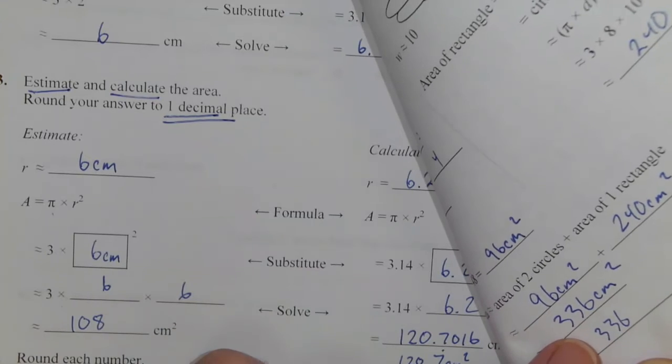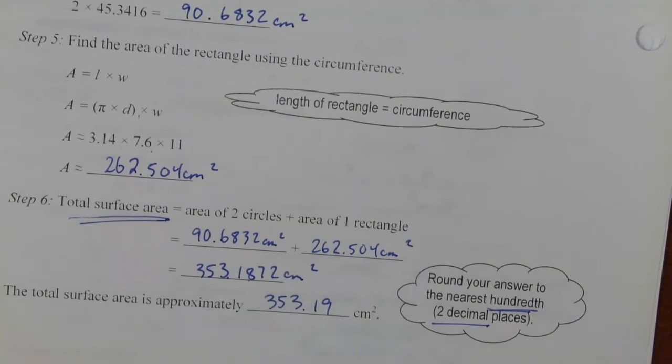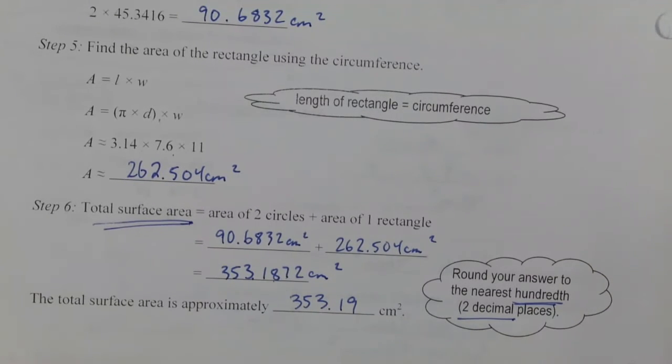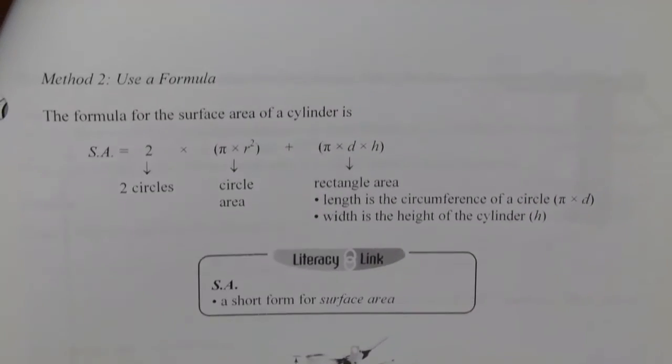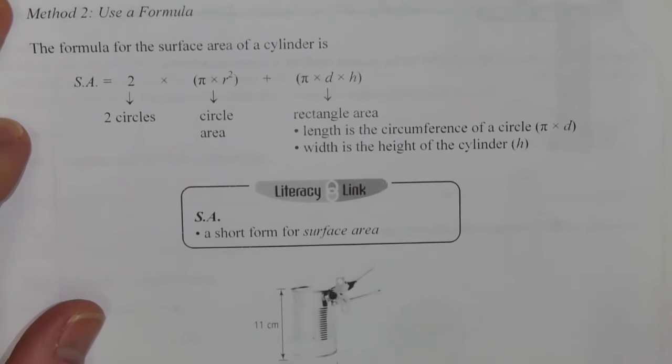Our estimate was 336 centimeters squared. Final answer 353.19. Those are actually pretty close together, within 10% or so anyway. And so let's keep looking. Next up, there is a formula we can use. Rather than having to draw out the pictures, we can just use a formula.